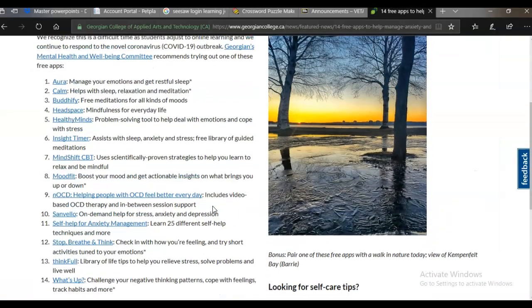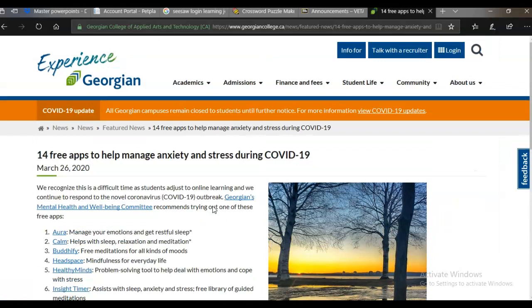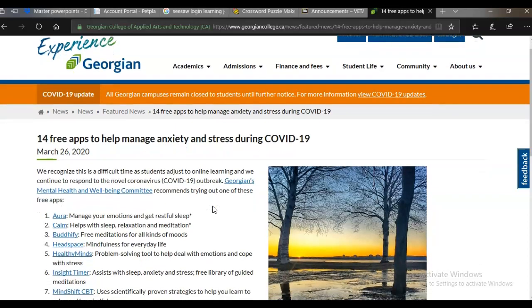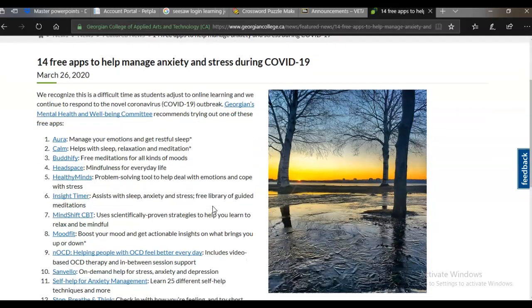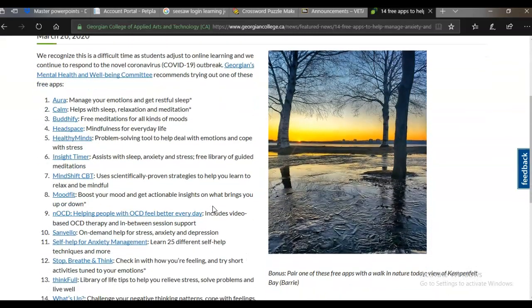And then I just wanted to show you, on the topic of stress, I had sent this around to you guys this past week. Just to note that Georgian College has offered 14 free apps to help manage anxiety and stress. And of course, they say it's during COVID-19, but these can be used at any point. So I just want you to be aware of some of the things that are available to you for free. Most of these have a free mode, and then of course you can pay to have the pro version, but there's a whole bunch of them that can help with meditation.